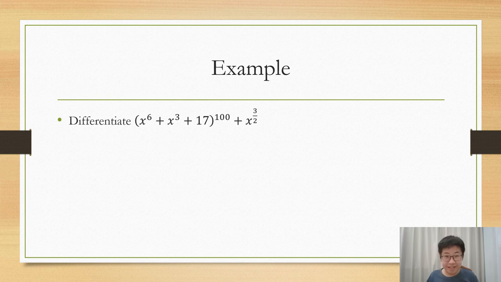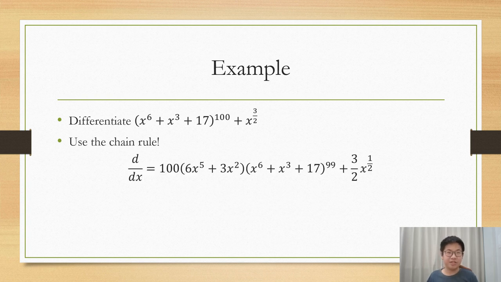Whoa, now this is deep. How are we gonna solve this? Use the chain rule. d over dx equals 100 times the thing in the brackets to the power 99 times the derivative, because if you recall the chain rule, it's exactly this way. And with x to the power 3/2, you still have the same rule.